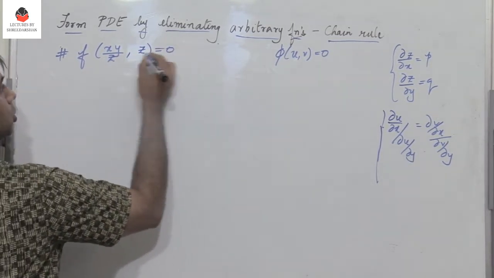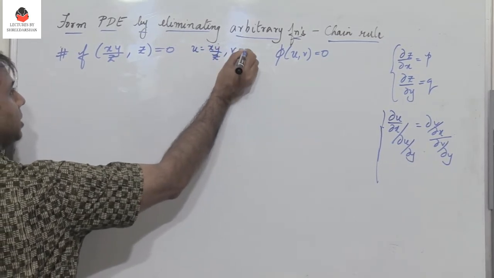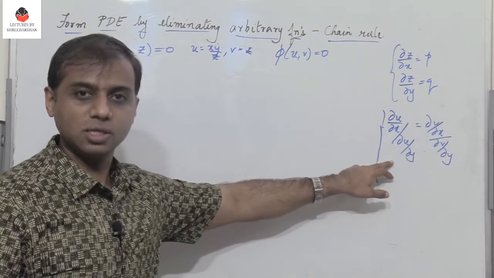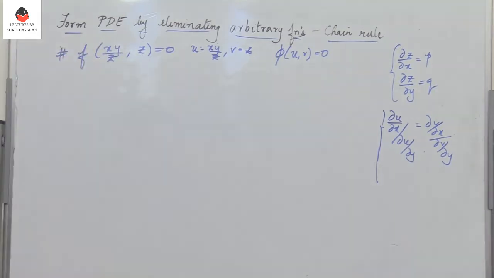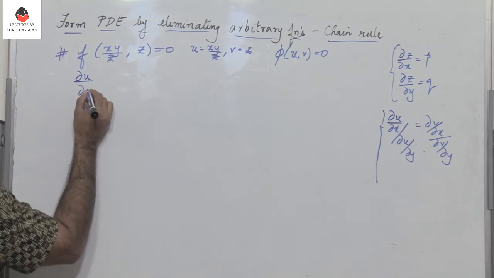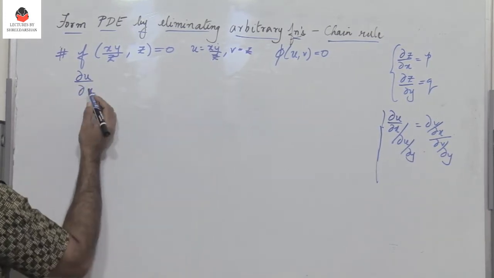So let u be equal to x into y by z, and let v be equal to z. Right? So therefore, to form the partial differential equation, we have to use this expression which we have already seen in the previous example. So what is del u by del x? Partially differentiate this with respect to x.